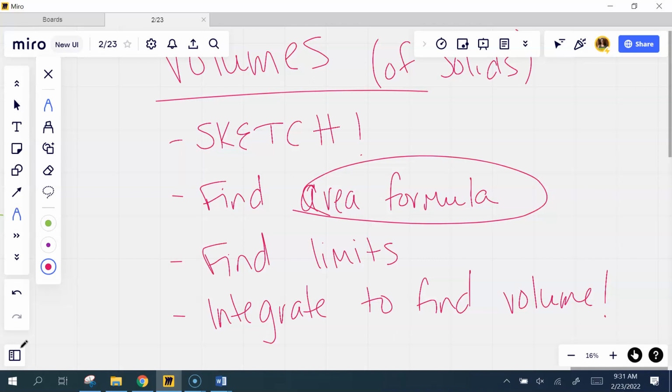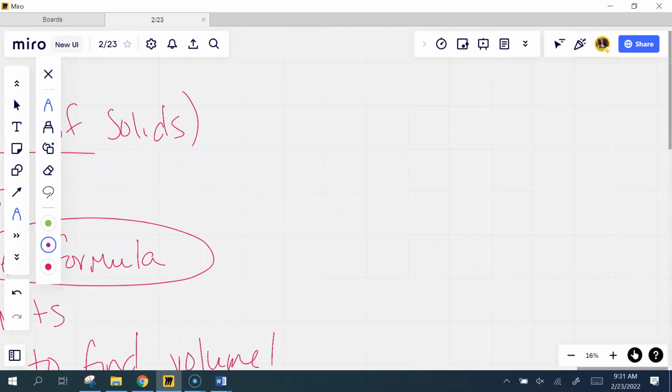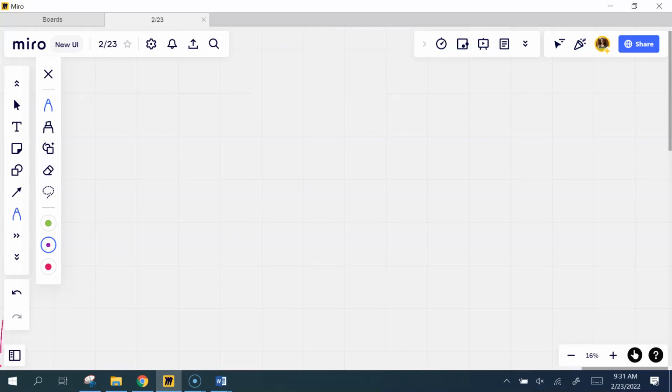So, for example, this is really easy today. A pyramid, and I'm just reading this straight from your book. A pyramid 3 meters high has congruent triangular sides and a square base that is 3 meters on each side.